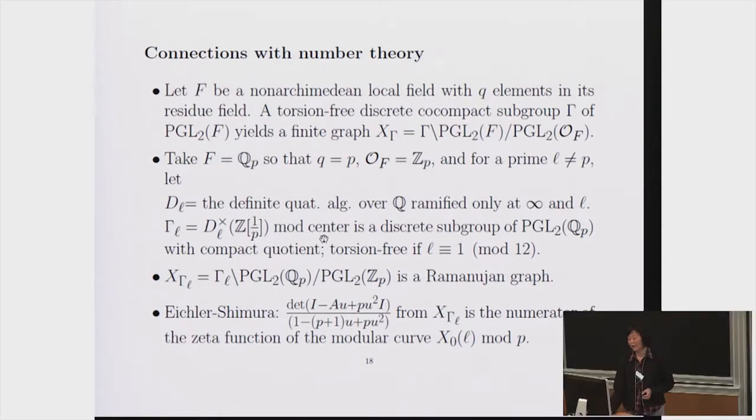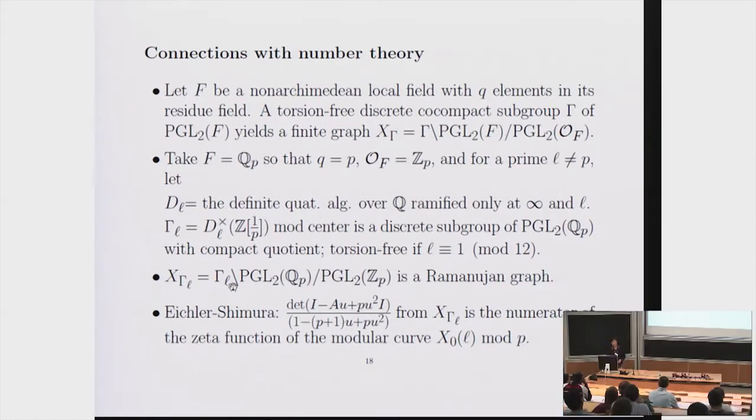So this kind of gamma gives discrete co-compact subgroups. Now, this group will be torsion-free if L is congruent to 1 modulo 12. So let's choose this kind of L, congruent to 1 mod 12, and then look at this kind of graphs. These graphs are Ramanujan graphs. This is another family of Ramanujan graphs where it's not a tower, because for each graph I change the group, coming from a different quaternion algebra.